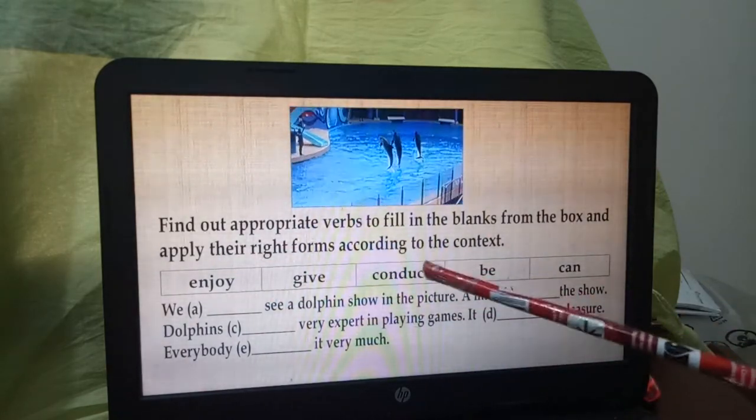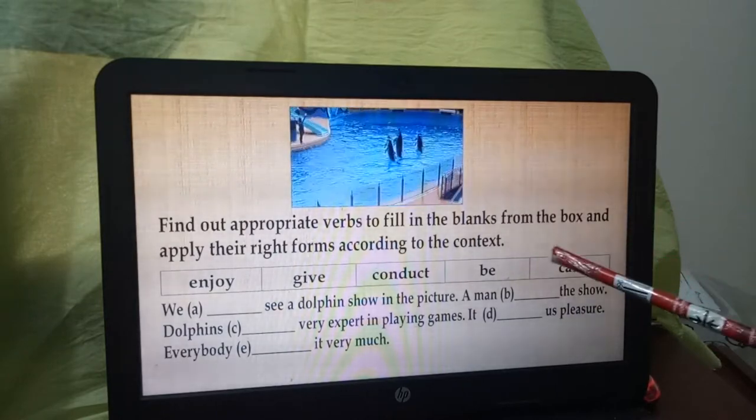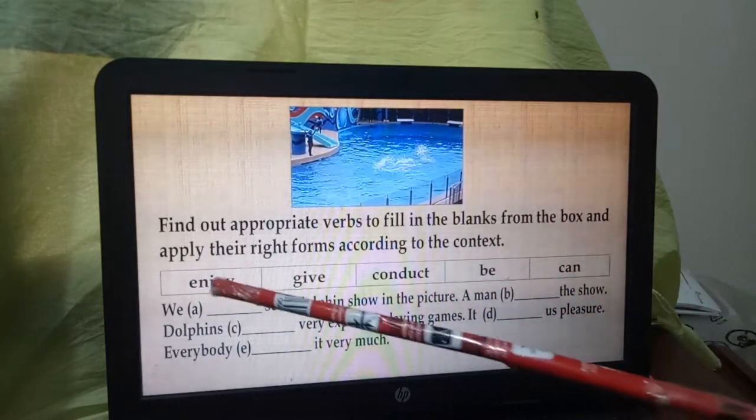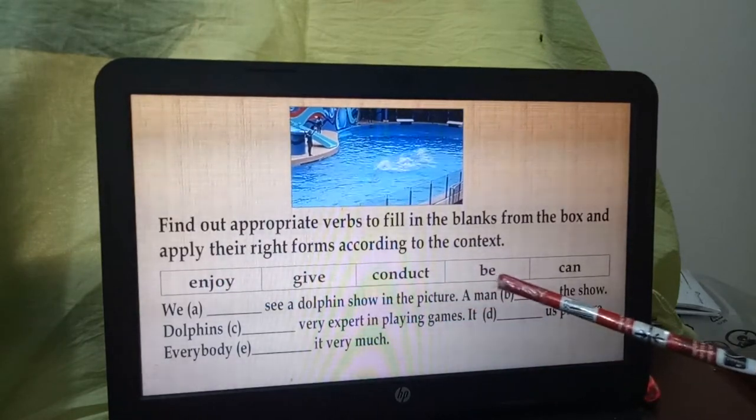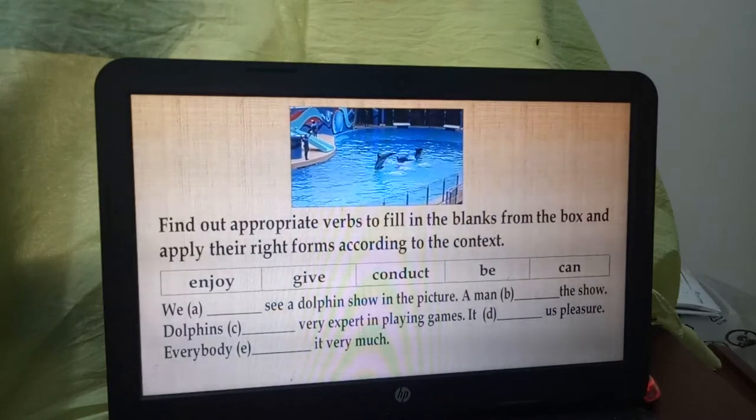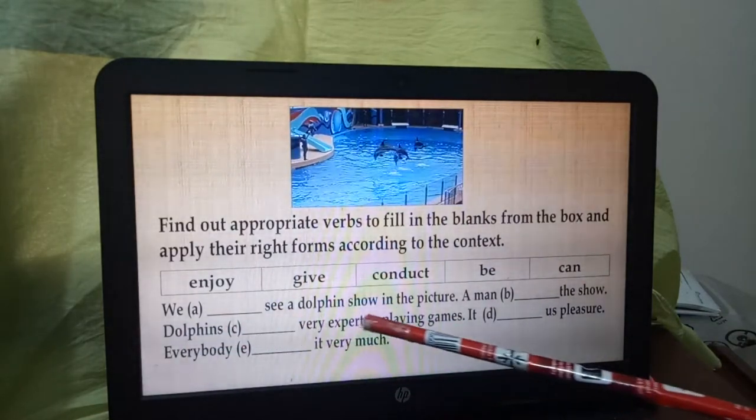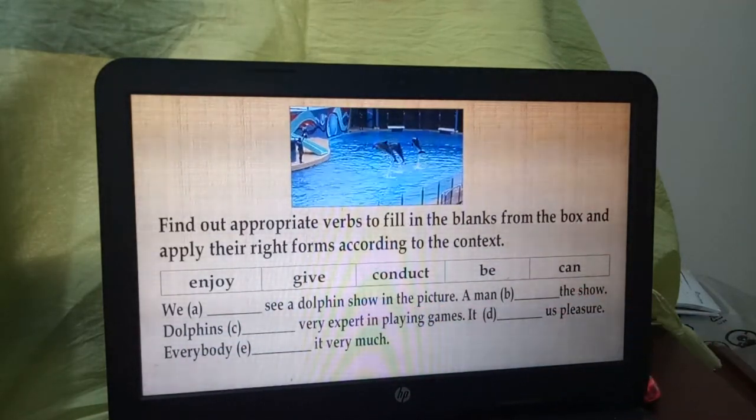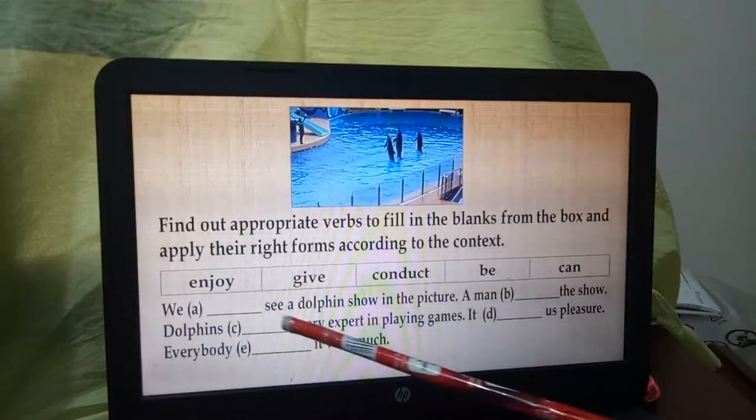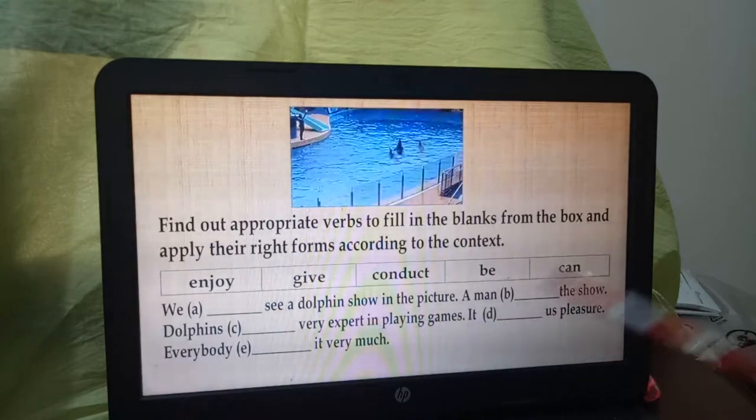Find out the appropriate verbs to fill the blanks from the box. Apply the right forms according to the context. Enjoy, give, conduct, be, can. Dear student, can you guess the correct form of verbs? We can see a dolphin show in the picture. What will be here? Yes, you are right. We can see a dolphin show in the picture.